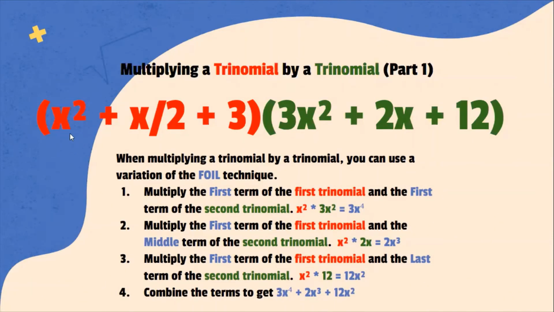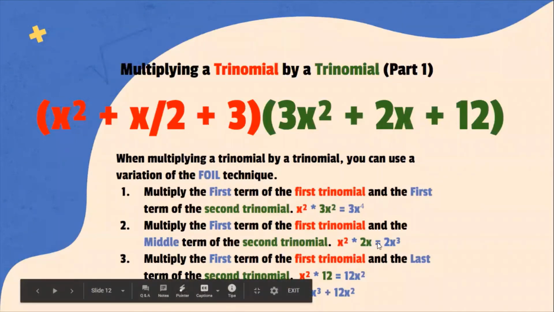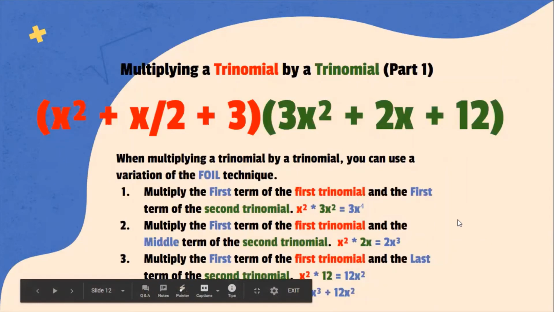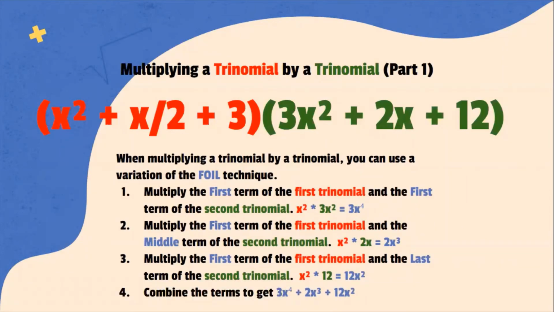First, we're going to multiply the first term of the first trinomial and the first term of the second trinomial, and we'll have x squared times 3x squared equals 3x to the power of 4. Then we're going to multiply the first term of the first trinomial and the middle term of the second trinomial, and we get x squared times 2x equals 2x cubed. Finally, we're going to multiply the first term of the first trinomial and the last term of the second trinomial, and we're going to get 12x squared. So then our first part of the answer would be 3x to the power 4 plus 2x cubed plus 12x squared.